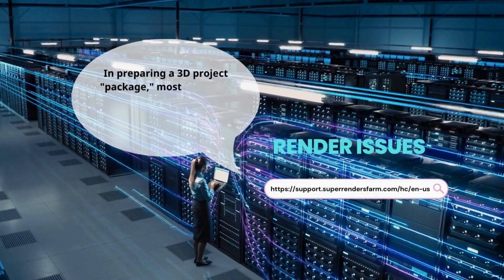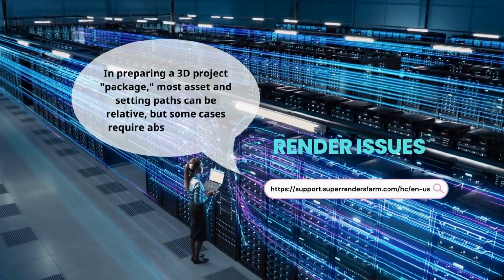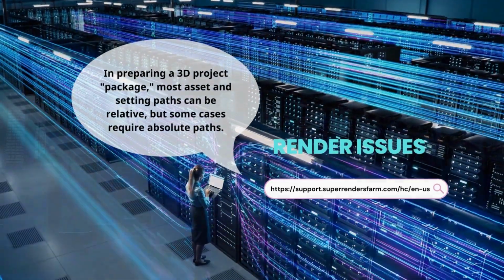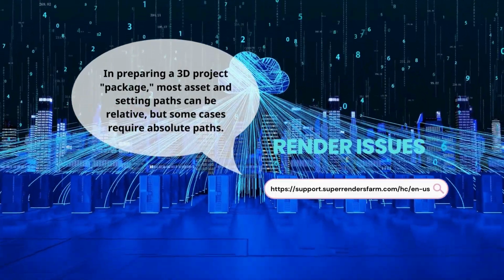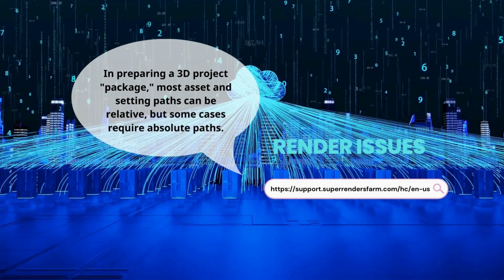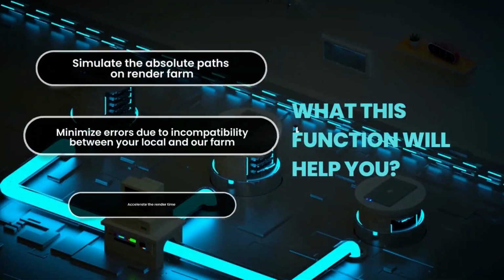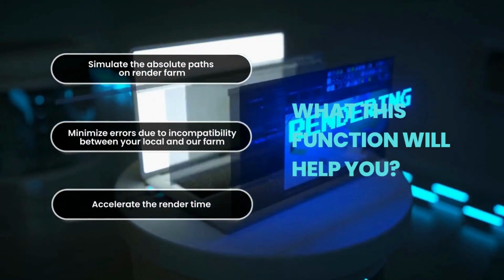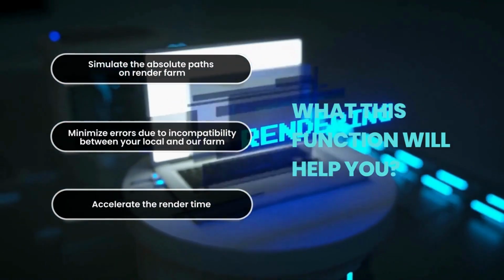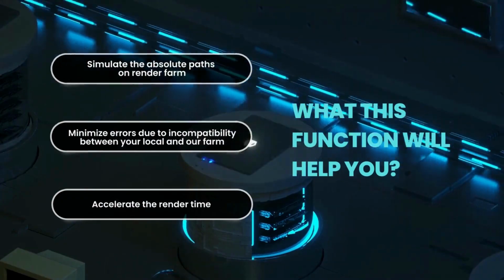While packaging projects, most assets and settings paths are relative, but occasionally, absolute paths are required. Typically, projects involve Anima plugin, Substance assets, Alembic cache in Maya, and Corona 4K cache in Cinema 4D. This function helps simulate the absolute paths needed during rendering, which in turn minimizes errors and saves time.